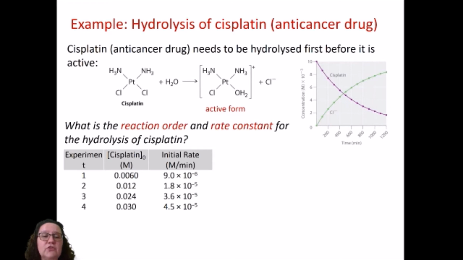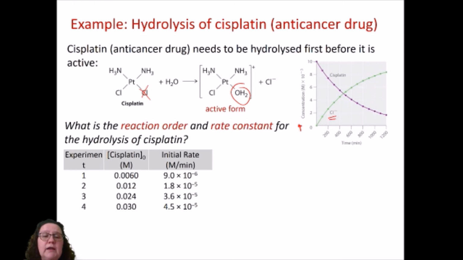And this is the hydrolysis of cisplatin, which is an anti-cancer drug, one of the first ones ever produced, which needs to be hydrolyzed first before it is active. So the active form removes one of the chlorides of the structure and introduces a molecule of water. And you've got 2 sets of information that you can use to work out whether this reaction is zero, first or second order. One is a plot of concentration of cisplatin, or chloride anions, depending on which line you look at, with respect to time.